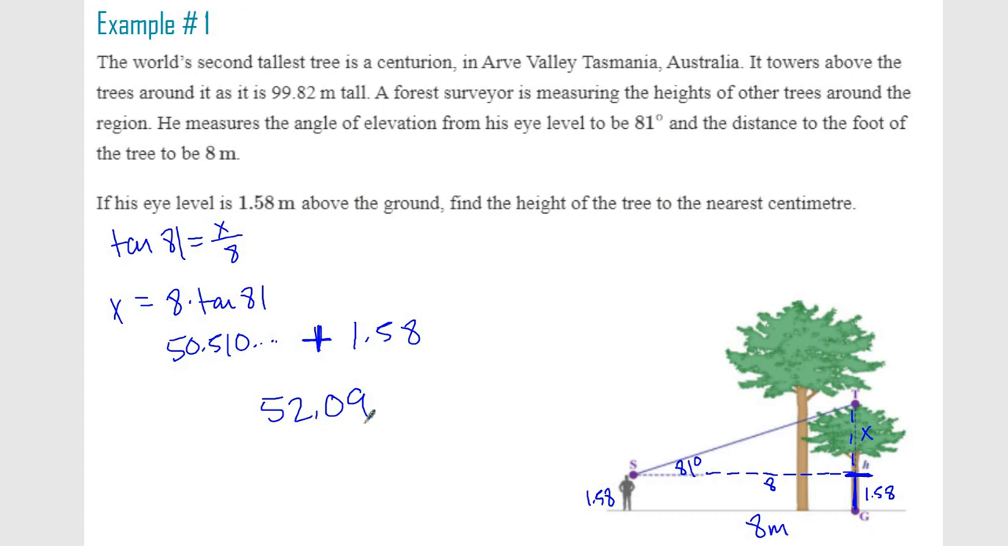We round to the nearest centimeter. Wait, was that what it asked for? The nearest centimeter. Oh, okay. Sorry, I got myself turned around. That's meters. So in centimeters, you multiply by 100. So that's 5209 centimeters. You could round the meter to the 100th place, or write it as centimeters. Since they said to the nearest centimeter, I would probably leave it like that.